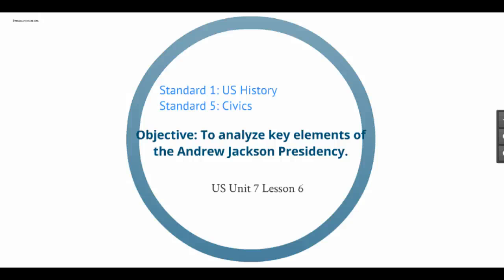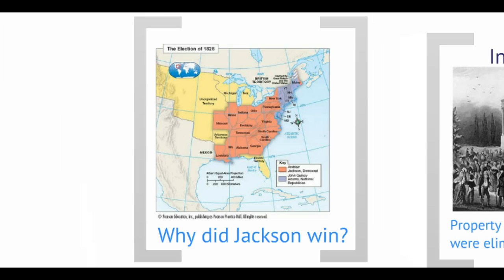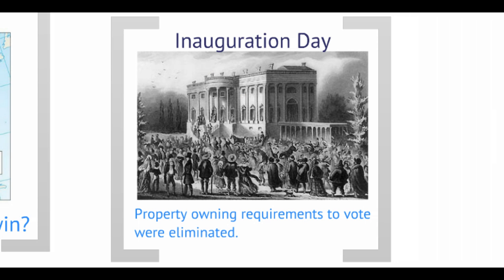In this lesson, we're going to take a look at the two terms of Andrew Jackson's presidency. The election of 1828 ushered in a new era in American politics. We can see from the map that Andrew Jackson got the states in orange, which means he got a lot of the frontier states. Andrew Jackson was born on the frontier and viewed as a common man. I should say regular folks identified with Andrew Jackson. This drawing from Jackson's inauguration day shows that.